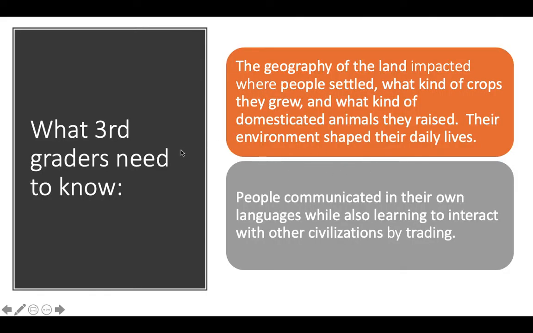So before we start that, 3rd graders, you need to know that the geography of the land affects or impacts where people lived, what kinds of crops they could grow, and what kind of domesticated animals they raised. Their environment shaped their daily lives. You're also going to learn that people communicated in their own language while learning how to interact with the other civilizations around them. And they often did this by trading. So let's take that first quick peek.